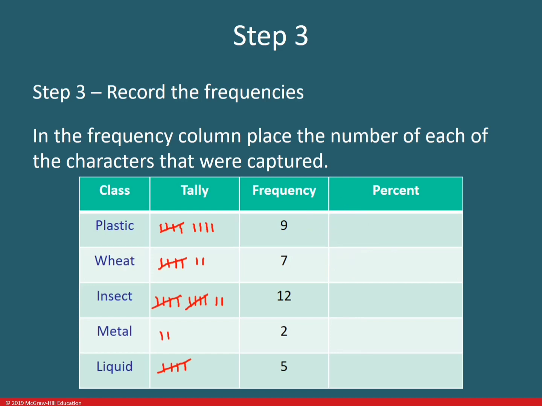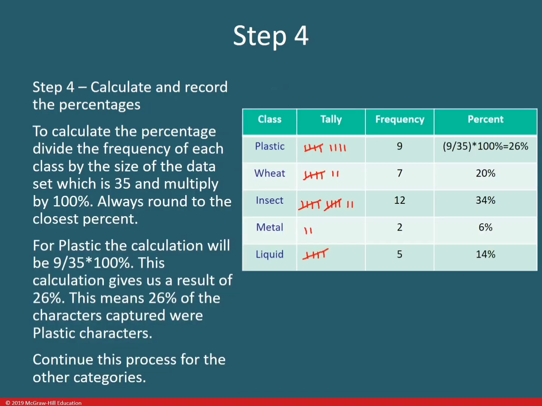For my percent, if I have 9 plastic, that means I have 9 plastic characters out of a total of 35. So I would do 9 divided by 35. And since it's a percentage, I would multiply by 100 and get 26% of the captured characters were plastic. And then 20% were wheat, 34% were insect, 6% were metal, and 14% were liquid. So this would be a simple frequency table that has my tally, my count, and the percentage of each class.